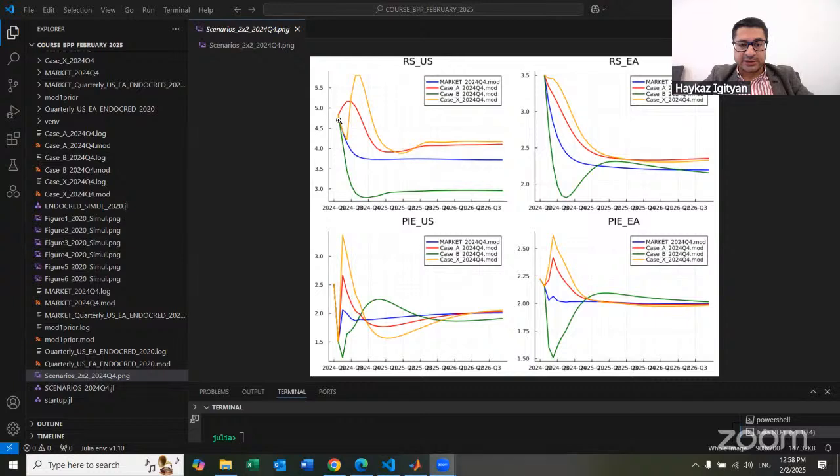We have the market, we have case A and case B, right? Then we have case X, and the assumption of case X is that the Fed is following the market reference scenario, and then in 2 quarters it recognizes that the risks over case A scenarios are realizing.